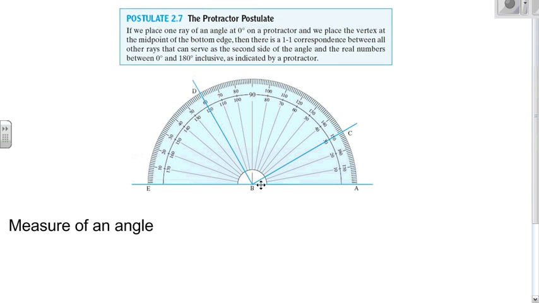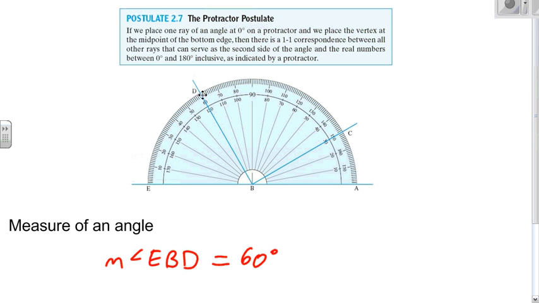So if we look at this angle here, EBD, there's an angle. One side starts at 0, the other side goes to 60. If we want to talk about the measure of an angle, you write the angle, but you put a little m before for measure, and you can say what the measure is. In this case, 60 degrees.